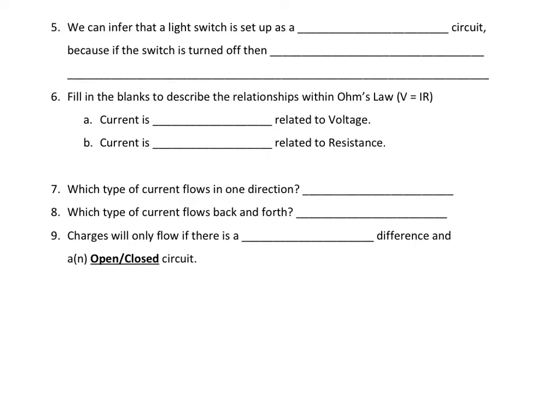When is the power the lowest? Well, in series, as I add more light bulbs, my total resistance increases, and as a result, my bulbs get dimmer, which means the power is the lowest in series.